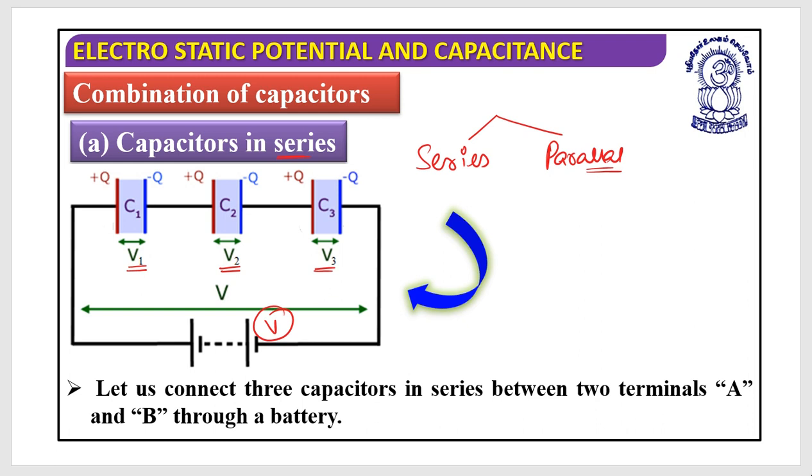Let's say this terminal is A and this is B, connected with a battery. As this is the positive terminal of the battery, this plate of the first capacitor becomes positively charged, and this opposite plate becomes negatively charged. This plate is connected with the negative terminal of the battery, so it becomes negatively charged, and this one becomes positively charged. Accordingly you can assume the charges on each side. I hope it is clear? Yes.